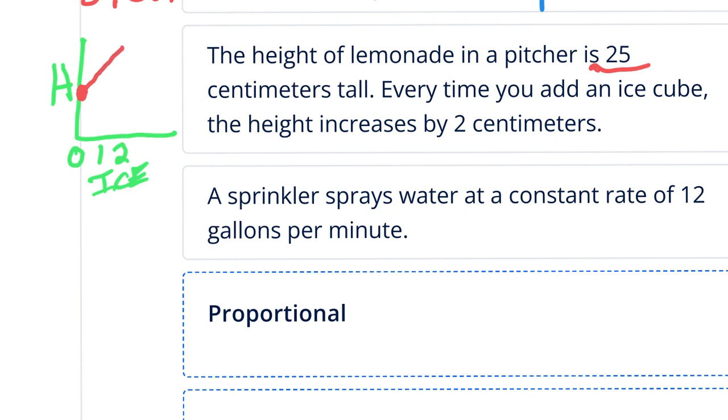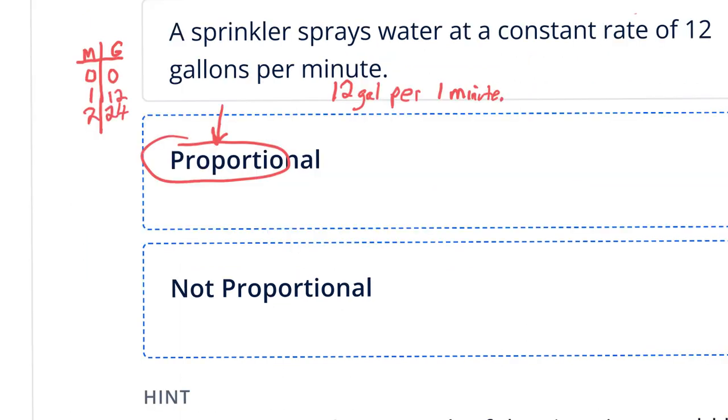Now again, it is a straight line, but did it start at 0, 0 in order to be proportional? No, it started at 25. So this will be not proportional. It is not proportional.